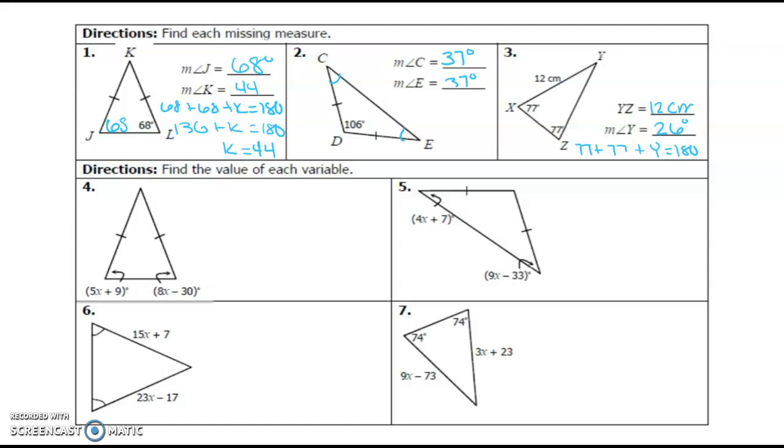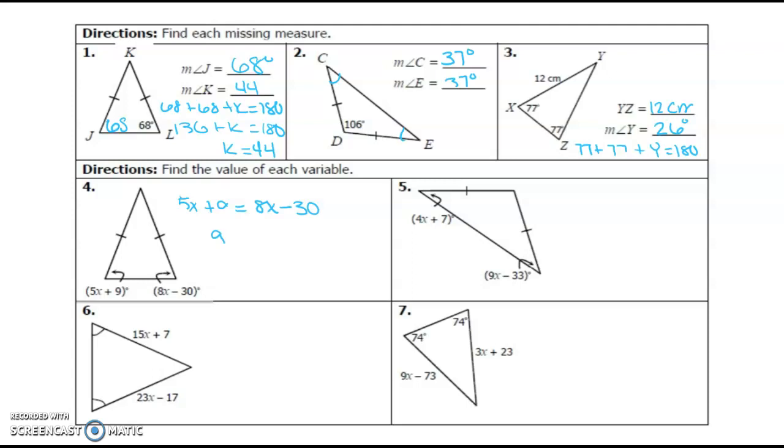So for number 4, I need to find the value of each variable. So I'm looking for the value of x. And I know that since it's an isosceles triangle, because those tick marks are there on the sides, those two angles are the same. So what I can do is set those equal to each other. So that should be 5x plus 9 equals 8x minus 30. Still don't know why it cuts it off sometimes, but it does.